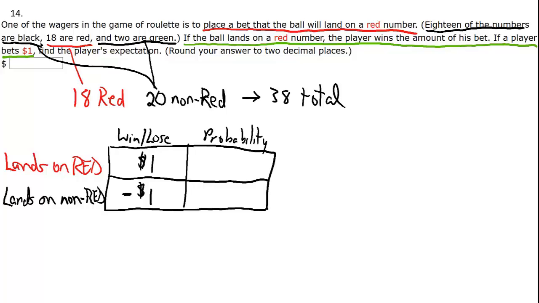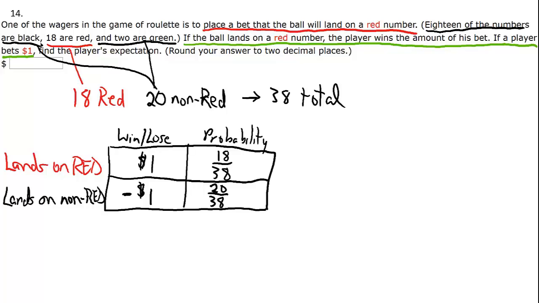Now we need to calculate the probabilities and we're practically home free. Well, remember there are 18 reds out of 38, so the probability of that player winning $1 is 18 out of 38. The rest of the balls are not red, and there are 20 of those, so the probability that the ball doesn't land on a red is 20 out of 38.